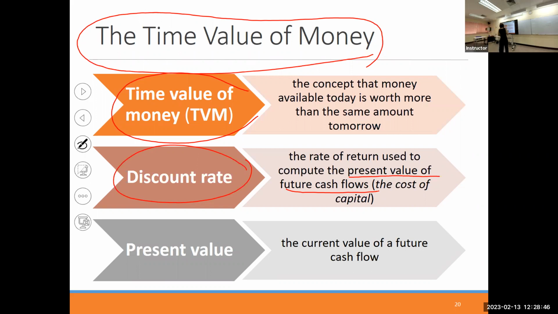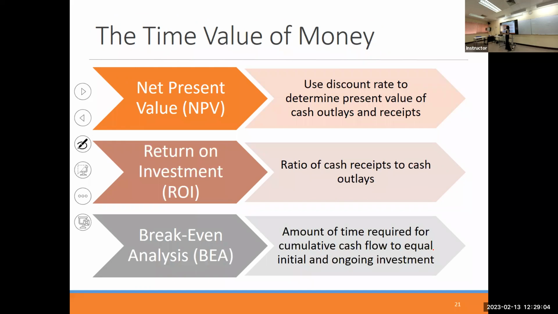Okay, then present value is the terminology we use to refer to the current value of the future cash flow, future money. And then we have some other terms that we need to calculate: net present value, return on investment, and break-even analysis. These are the things we will learn in this part in order to understand whether what we analyze from the costs and benefits is worth the investment in your project. Break even, I think you have heard. Has anyone learned break even before? Return on investment? I think so, right? Even in your previous bachelor program or in some other course.